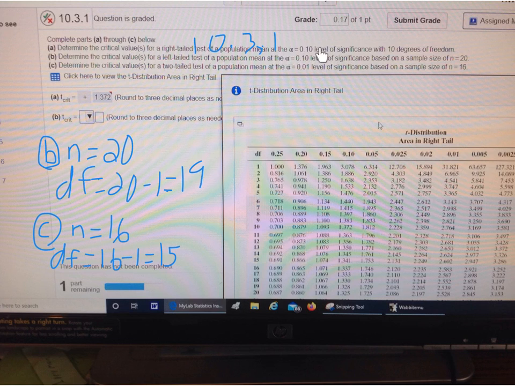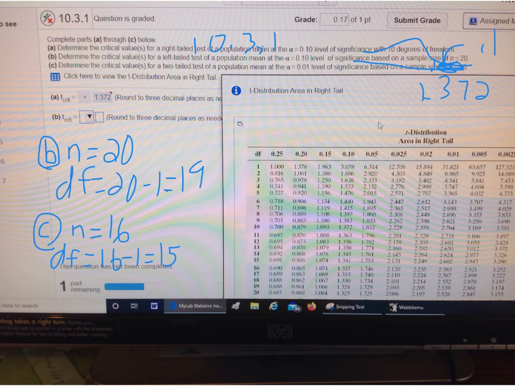And alpha is 0.1, so you come across here, we can see alpha, area to the right, 0.1. You come down here and cross these two, row and column, and you get 1.372. That's the value, and it's a right-tailed test, so you want the positive value. Right tail means the area over in here is 0.1, that's the alpha, and this critical value we're finding in the table is 1.372.